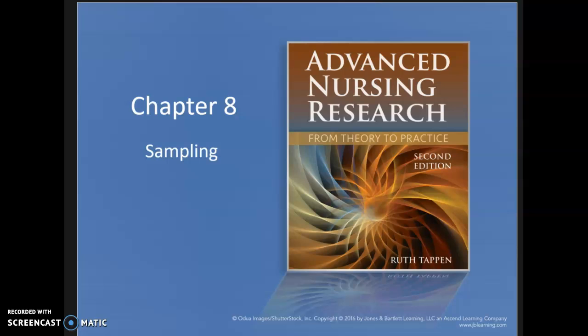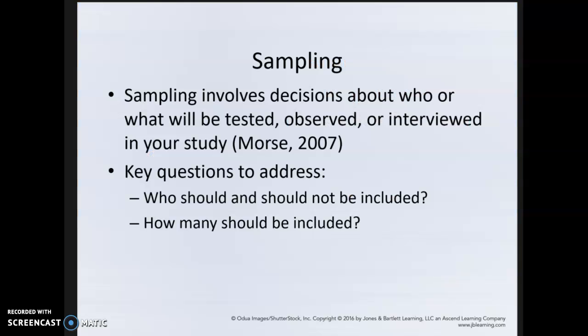Chapter 8 really goes into sampling, and it's really important to understand how the samples are gathered when you're critiquing research and examining research to include in your evidence-based practice. So we're going to go through this relatively quickly, and sampling really involves those decisions about who is going to be in the study and who should and should not be included and how many should be included.